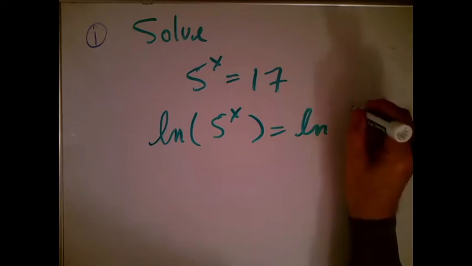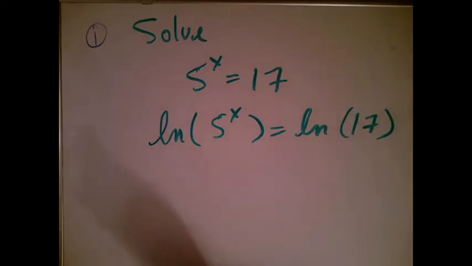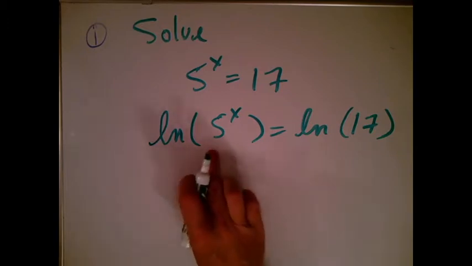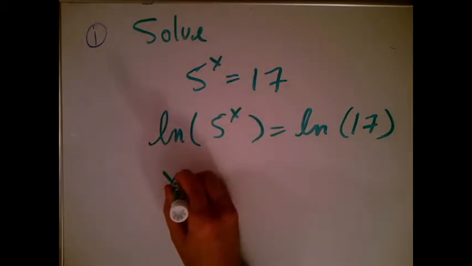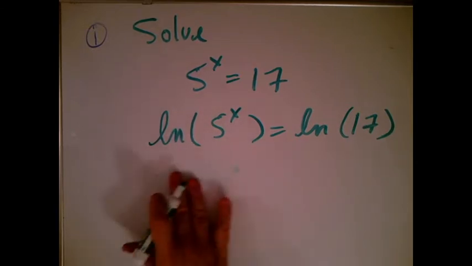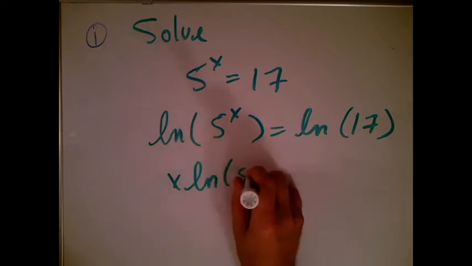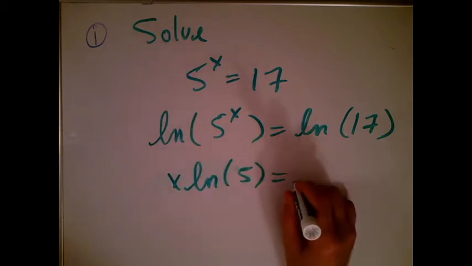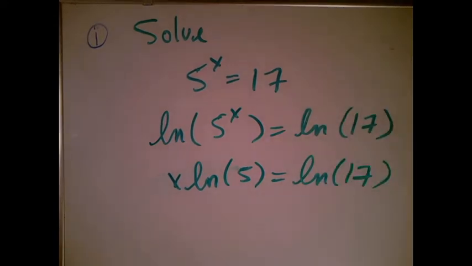The ln of 5 to the x equals the ln of 17. Now, what did that get me? Well, the third magical property of logarithms says, if you have the logarithm of something to a power, you can bring down the power. So I'm going to get something that looks like this. I get x equals, no, not yet, one step ahead of myself. I get x times the ln of 5 equals the ln of 17, like that.